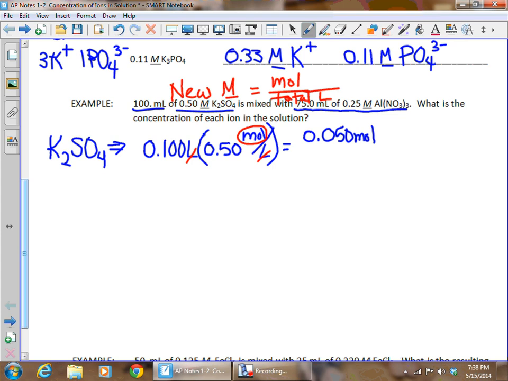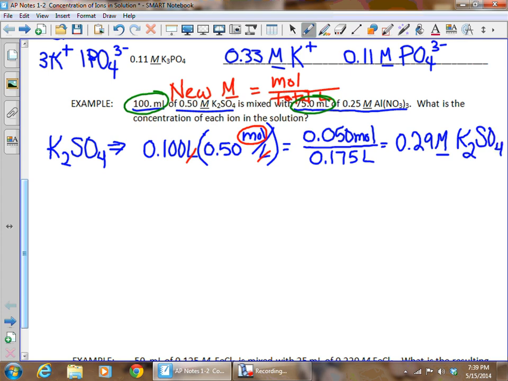Now, think about it. When you mix those two solutions together, you had 100 milliliters. You mixed it with 75 milliliters. So now we have a total volume of 175 milliliters. So I've got my moles of potassium sulfate, but now I'm going to divide that by the total number of milliliters, 175. Change that to liters, 0.175 liters, and I get a concentration of 0.29 molar K2SO4.